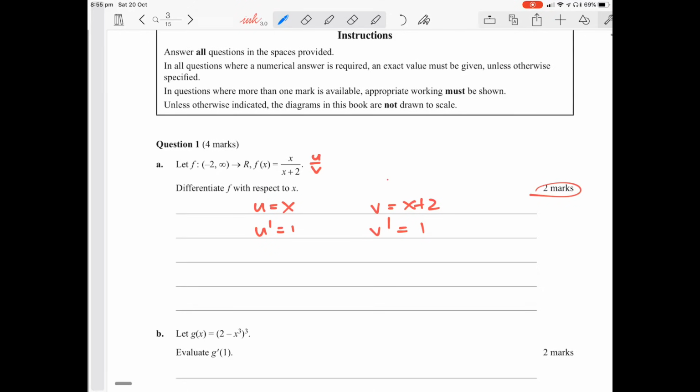Okay, so we've got a quotient rule problem. So f dash of x is v times u dash, which is x plus 2, minus u times v dash, minus x, on v squared, x plus 2 squared. Make sure you simplify it: 2 on x plus 2 squared.